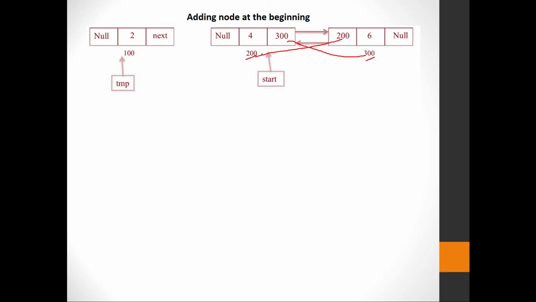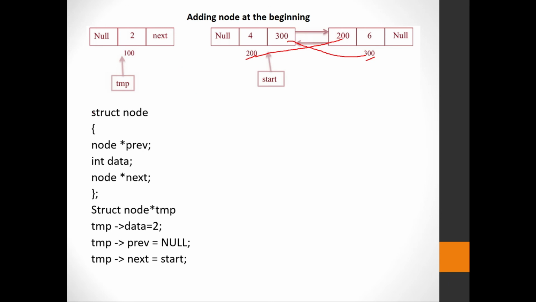Suppose I want to add a node at the beginning. What do I do? I will use a struct node. Here in a double linked list, you have your node. There are 2 pointers. One is prev, previous. The other one is next. This is my previous. This is my next. There are 2 pointers. You have one data. This structure gets written over here.